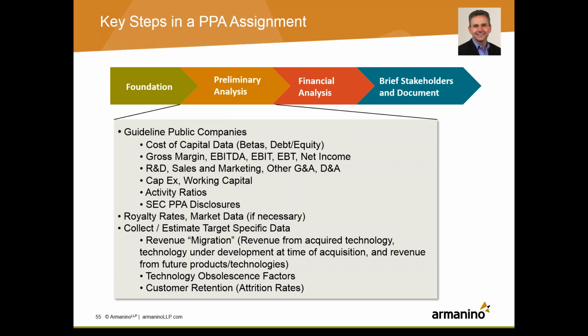This is also where we look at guideline public companies to get an idea of the industry. We would look at royalty rates, market data if necessary. So if we use a relief from royalty method, which is often used to value trademarks, we would collect the specific target data.